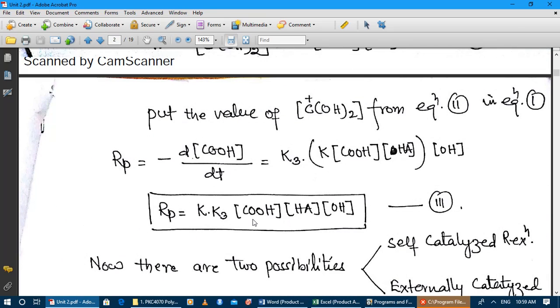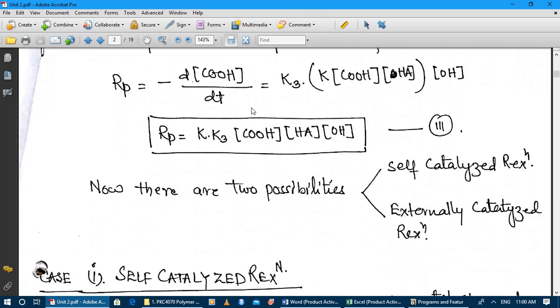This is multiplied by the concentration of the carboxylic group, the concentration of the catalyst, and the concentration of the hydroxyl group. In other terms, we can say the concentration of the diacid, the concentration of the diol, and the concentration of the catalyst. So this equation 3 is the reaction kinetics for the step polymerization reaction.